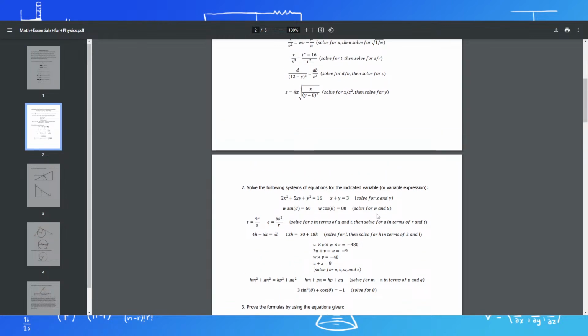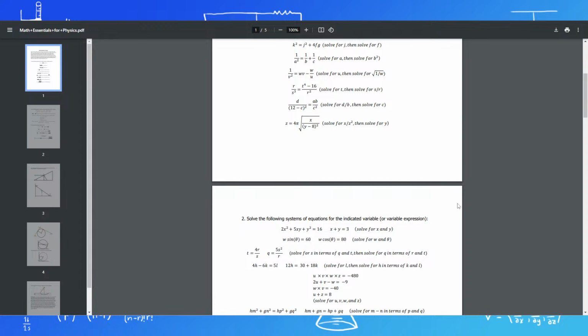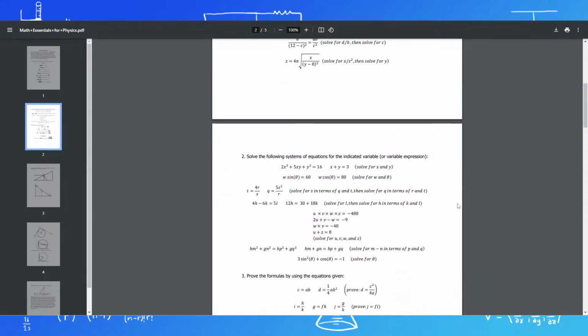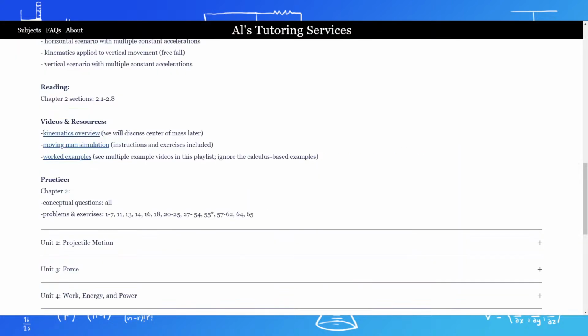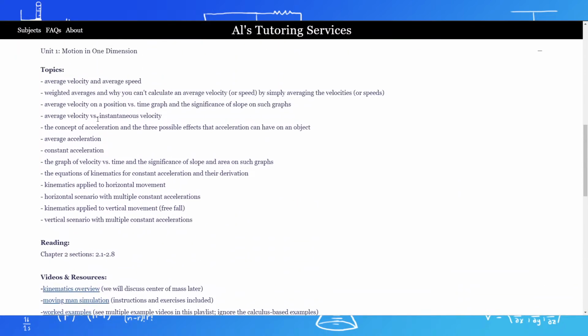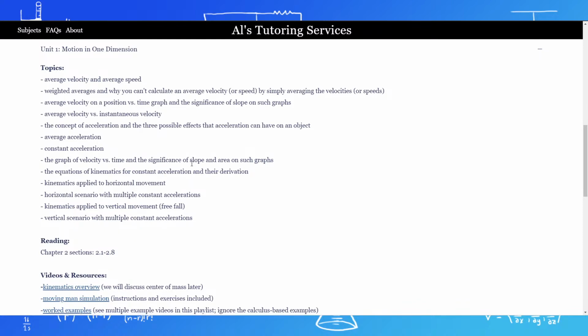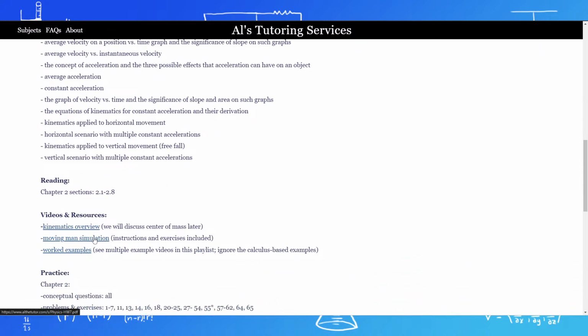I'll track down those links and post them, and maybe even put some timestamps on this and the previous stream recording. And yeah, we'll cover the rest of this if I don't release a video for it. And then we'll just start talking about motion in one dimension, going over definitions and all that stuff. And then going over the questions for this moving man simulation. And that'll be that.